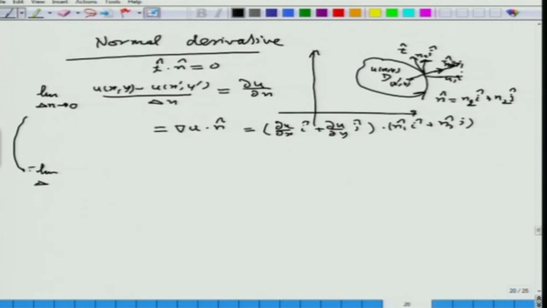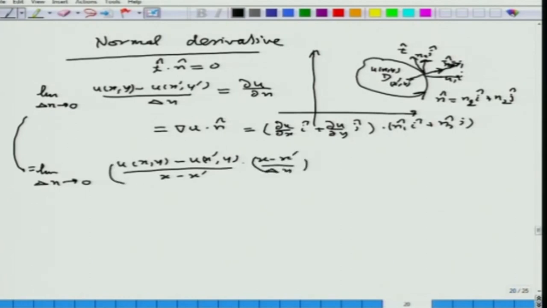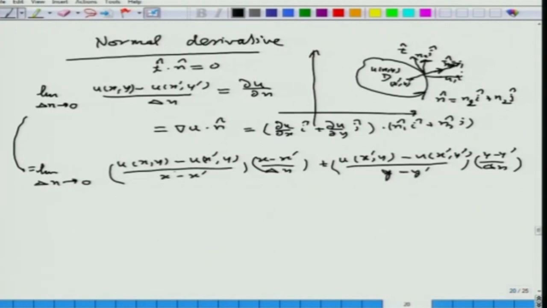Because you can do it like this, that limit delta n tending to 0: [u(x,y) minus u(x',y)] over (x minus x'), and then (x minus x') over delta n, plus [u(x',y) minus u(x',y')] over (y minus y'), and then (y minus y') over delta n. Now, here when we take this del u over del x, that is actually u(x',y) minus u(x,y) over x' minus x. So, you can multiply by minus up and down. So, it is just the same thing.